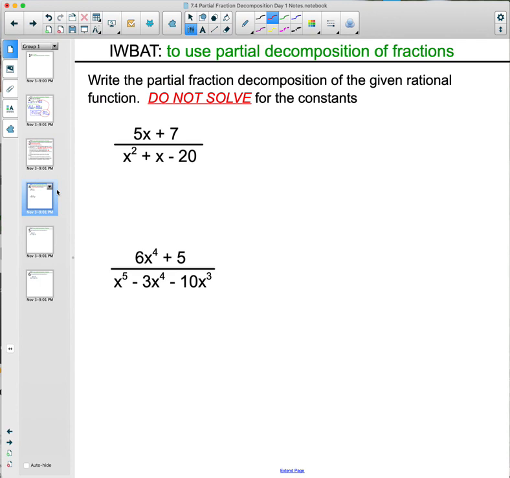So in these ones, I don't want you to actually do the whole process. We're just going to factor the denominator and write out the partial fractions. Okay, we're not actually going to solve them. So all I want you to do is factor this denominator.